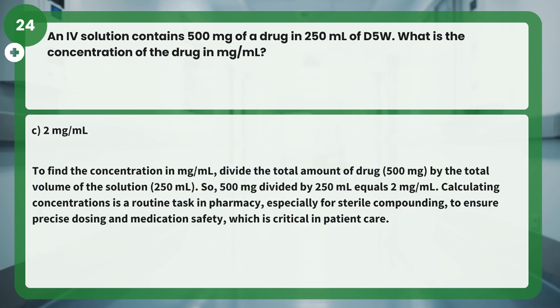Answer C. 2 milligrams per milliliter. To find the concentration in mg/mL, divide the total amount of drug, 500 mg, by the total volume of the solution, 250 mL. So, 500 milligrams divided by 250 milliliters equals 2 milligrams per milliliter. Calculating concentrations is a routine task in pharmacy, especially for sterile compounding, to ensure precise dosing and medication safety, which is critical in patient care.